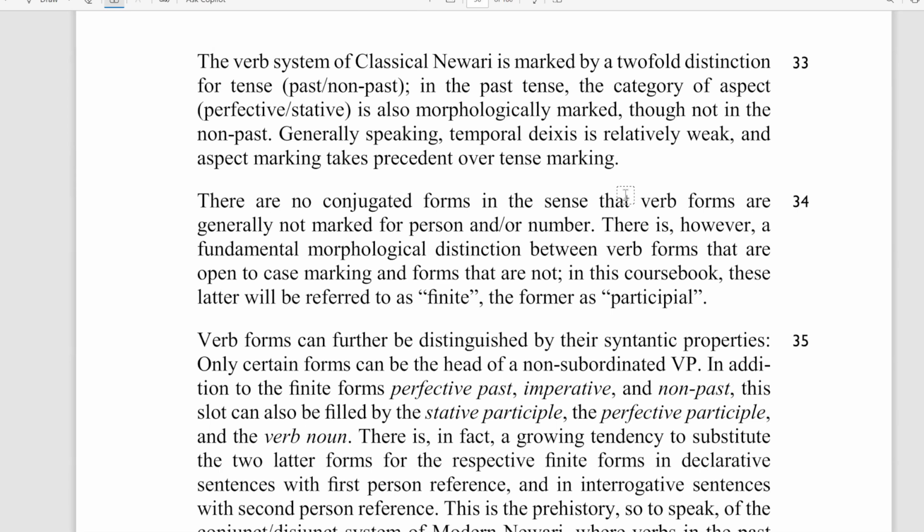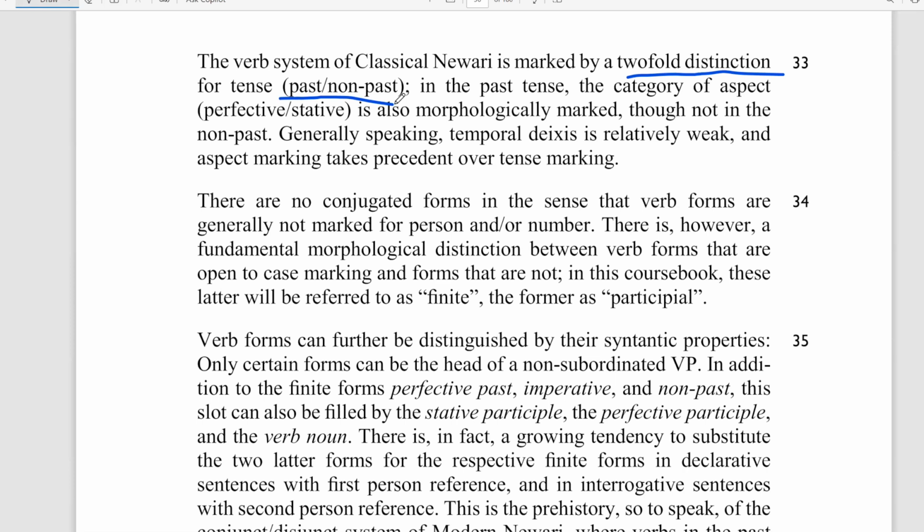Okay, now let's come to the verbs. We use it as like 3 passages. I will just highlight things that you need to know. In Newar, you have this twofold distinction of tense. So it's past and non-past. It's not like in English where you have present. In Newar it's just the past and non-past.